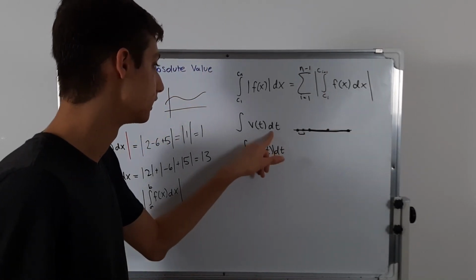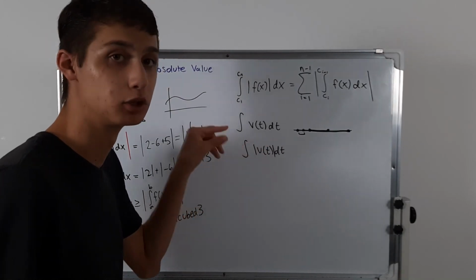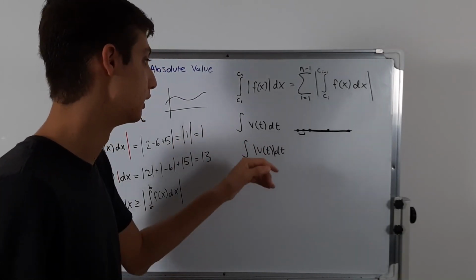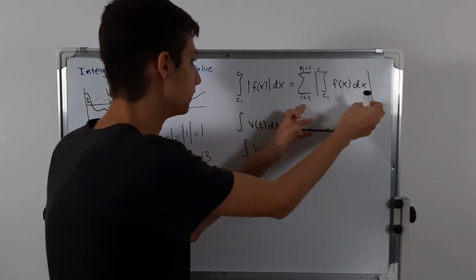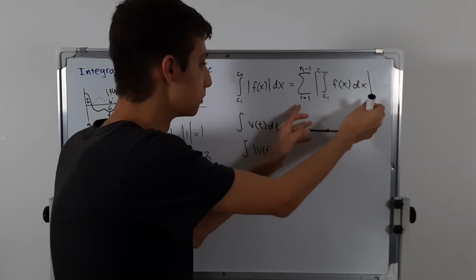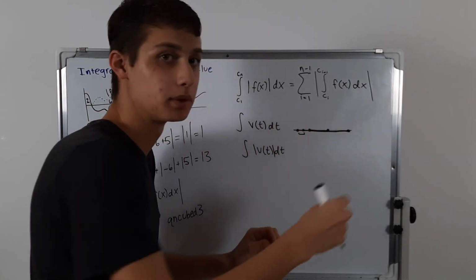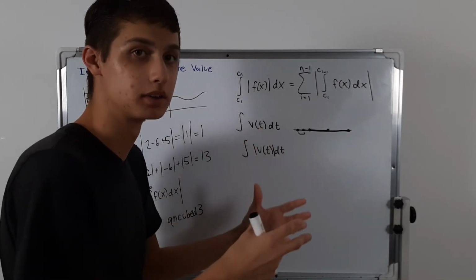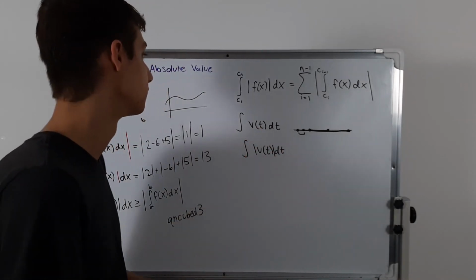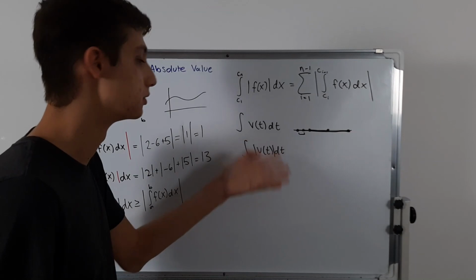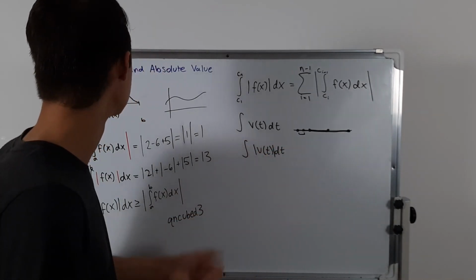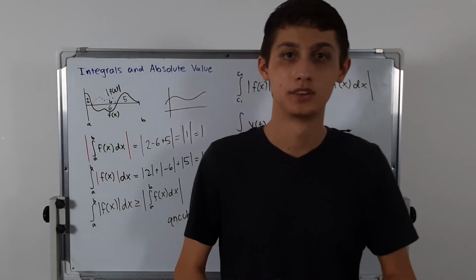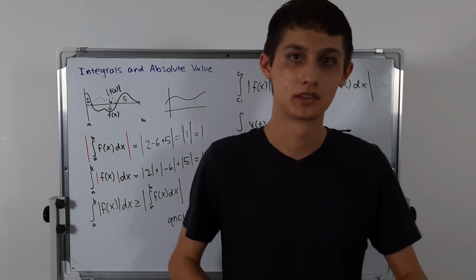So this one gives you displacement, while this one gives you the total distance traveled, because you're splitting it up into all of these little pieces and then summing up all of them when they're positive, the modulus, the absolute value of it. So that's a cool little application to physics. But yeah, this is in general integrals and absolute value. So this is pretty much the last video I'm going to do in this little mini-series.